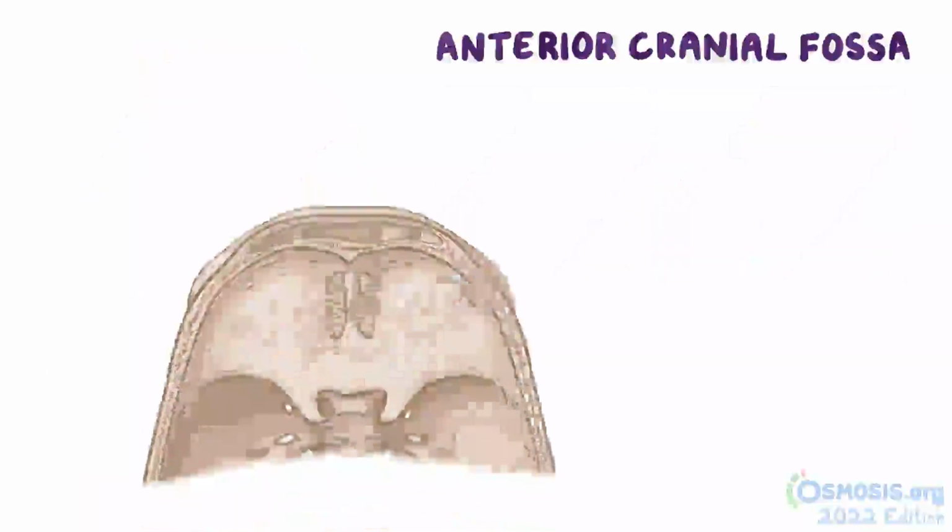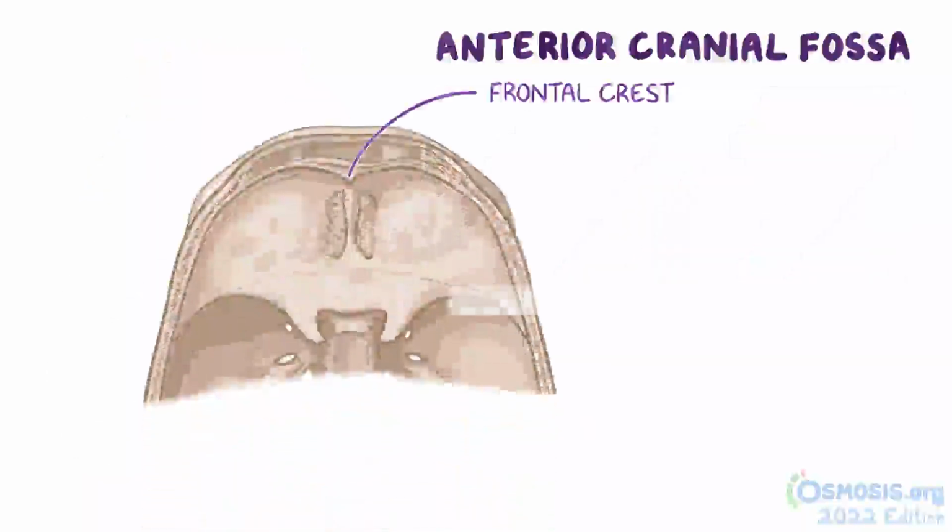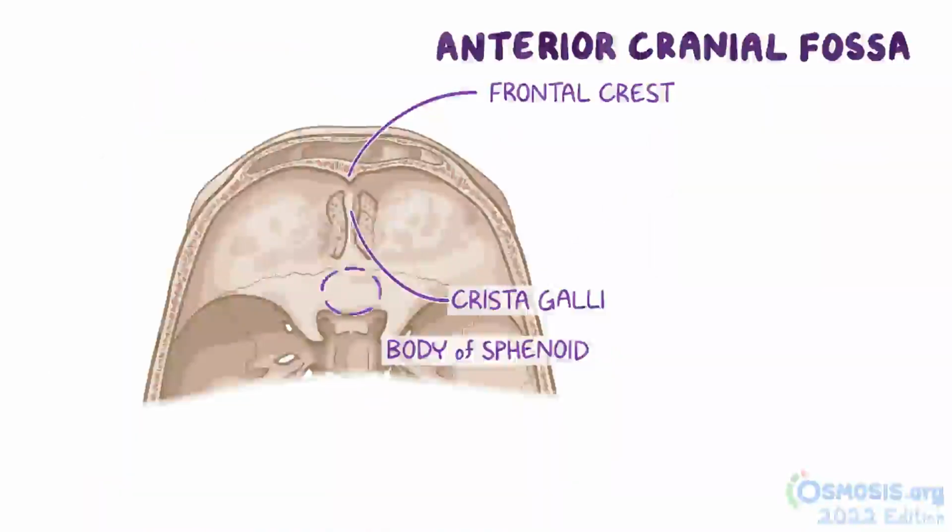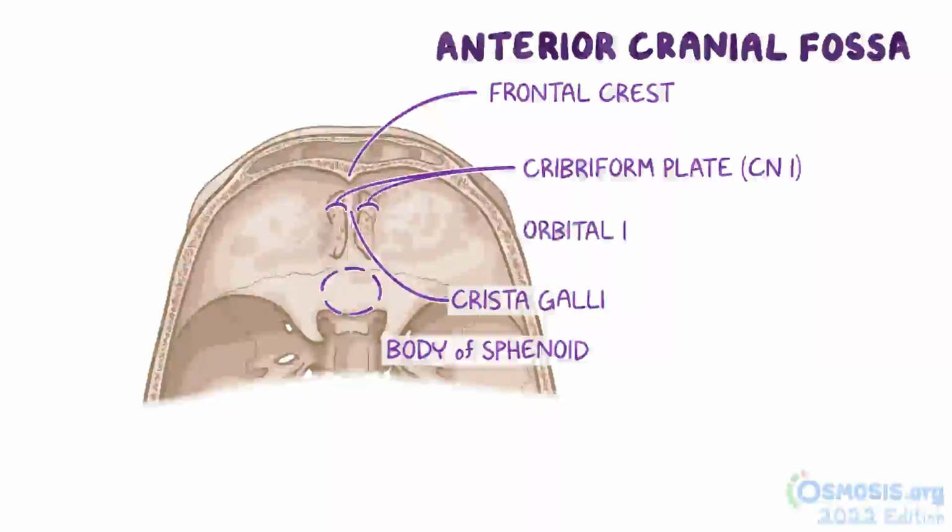From front to back, there's the frontal crest of the frontal bone, the crista galli, and the body of the sphenoid in the midline. Lateral to the crista galli, there's the cribriform plate of the ethmoid bone on each side where the olfactory nerves travel through, and articulating posteriorly with the lesser wings of the sphenoid bone are the orbital parts of the frontal bone, which form most of the fossa and support the frontal lobes of the brain.